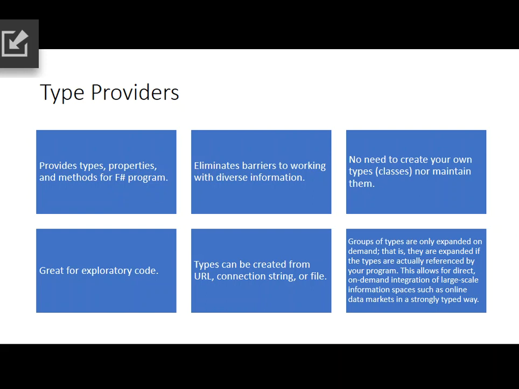So it's great for exploratory code. It eliminates barriers for working with diverse information. So yeah, just all those different points. And that last point: groups of types are only expanded on demand. If you don't use it, it's not going to show up in your code.